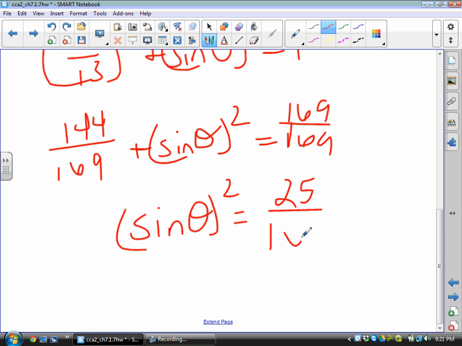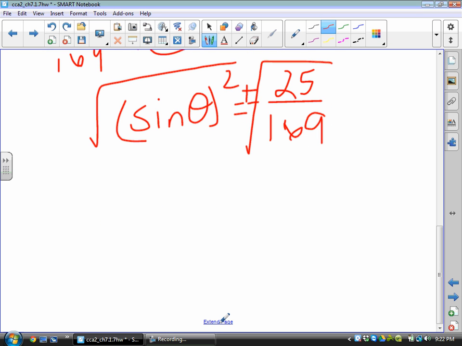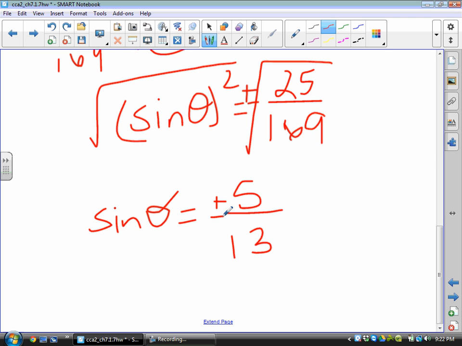I want to know the sine, not the sine squared, so I'm going to take the square root of both sides. Typically when I take the square root, I have plus or minus. So we need to think about what sign it's going to be. Let's first calculate the number. The square root of 25 is 5, and the square root of 169 is 13. Now, it's either plus or minus. We need to figure that out.